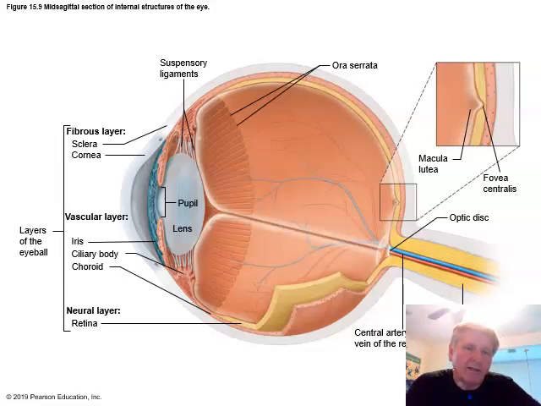Now looking at the suspensory ligaments, these are ligaments that attach the ciliary body with the lens. The lens is also a transparent structure that contains a protein called crystalline protein, and it's attached to the ciliary body by these ligaments called suspensory ligaments.